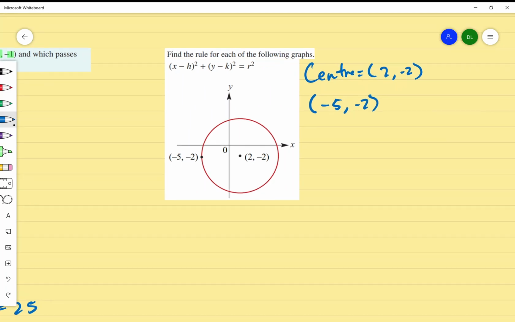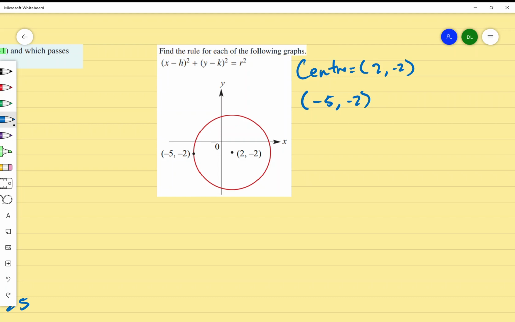So, from here, I'm going to write in my center. I know that the value has to be x, remember the negative, so (x - 2) squared plus y, and that becomes obviously a positive 2, so plus (y + 2) squared, which equals r squared. Now I'm going to substitute my values of -5 and -2 in order to find the value of r.